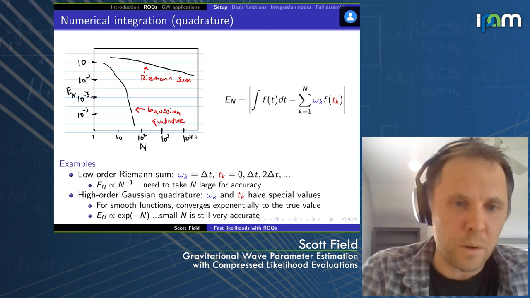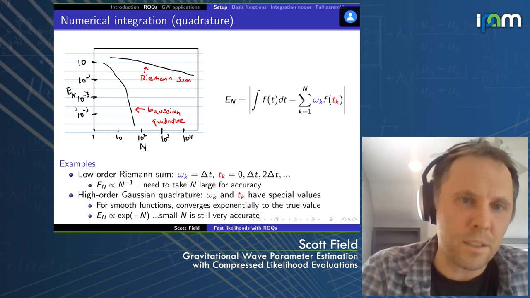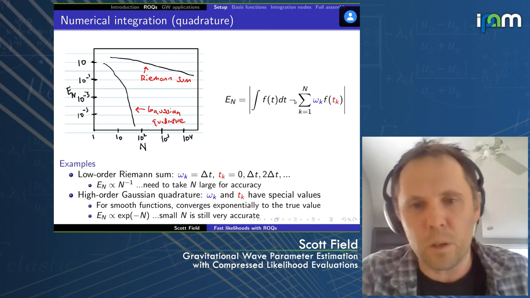So if you were to plot this on a log-log scale, n here is the number of function evaluations, the y-axis is the error. Here's the Riemann sum line. It's going down very slowly. It's converging very slowly to the true answer because it's a low order rule.